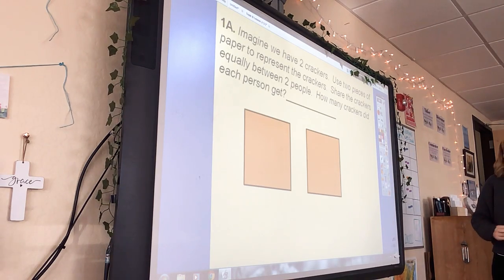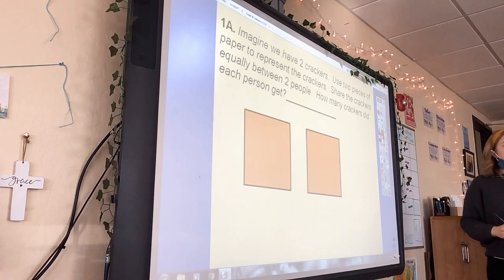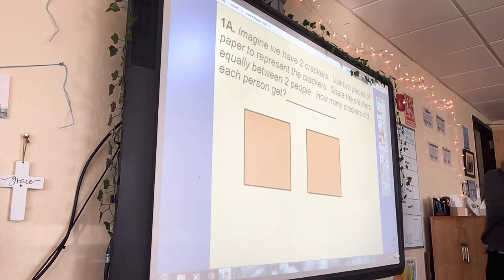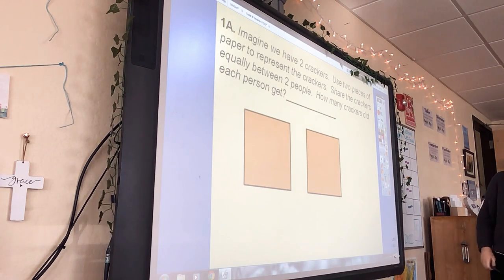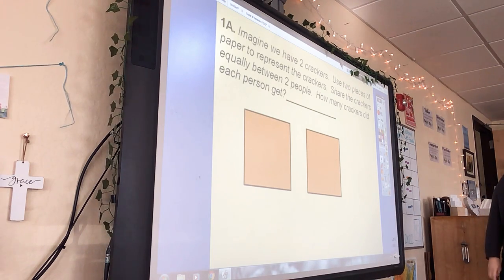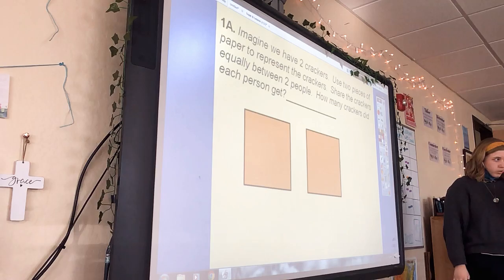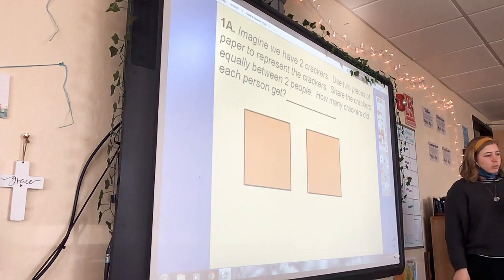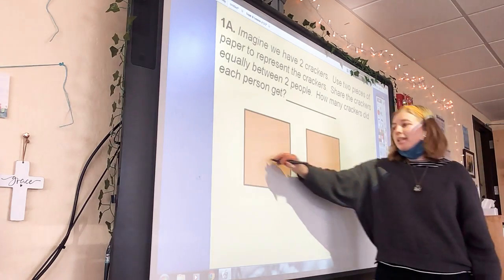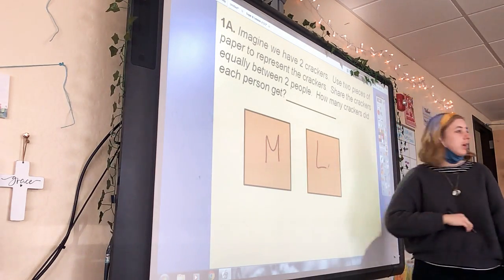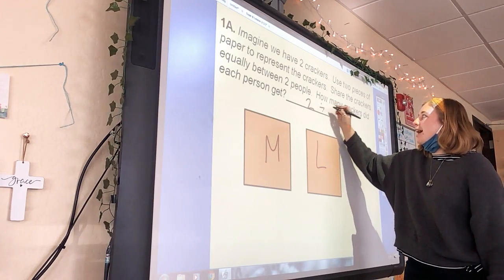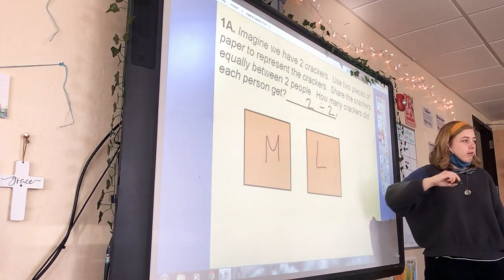We're going to share the crackers equally between 2 people. So if Mika has 2 crackers, there's 2 people, and we're sharing it equally. Don't say it. I know you know the answer already. How many crackers did each person get? Each person gets how many crackers? Go. 1. 1 for Mika, 1 for Luke. So we did 2 divided by 2, and that gave us what?